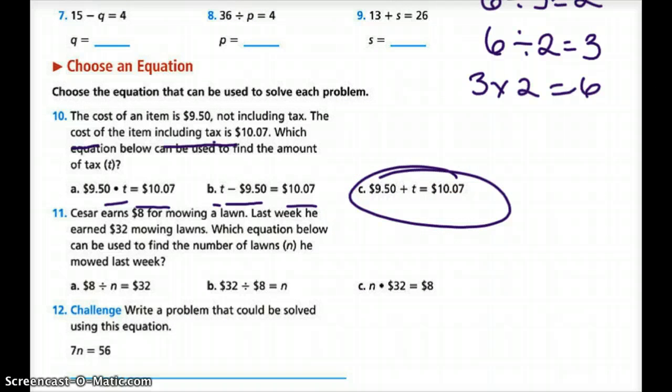Number 11, Caesar earns $8 for mowing a lawn. Last week he earned $32 mowing lawns. Which equation below can be used to find the number of lawns he mowed last week? So he earns $8 for each lawn. That's my keyword, each lawn. Okay, each one is $8. He earned 32. That's my total. Total 32.